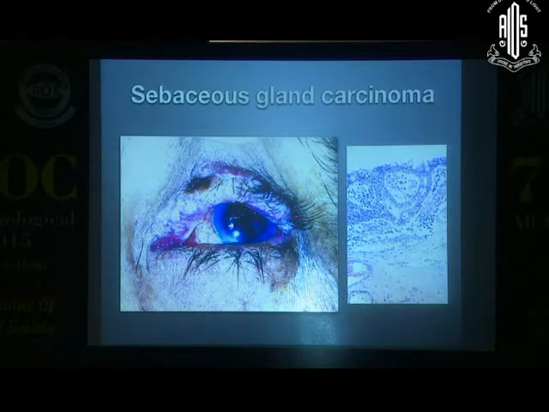sebaceous gland carcinoma. This is the epithelium, surface epithelium of the eyelid, and this is the tumor which is growing under the epithelium. This is the stroma, so it's not penetrating deep into the stroma, but just above the stroma, under the epithelium, it's spreading like a sheet of tumor cells.